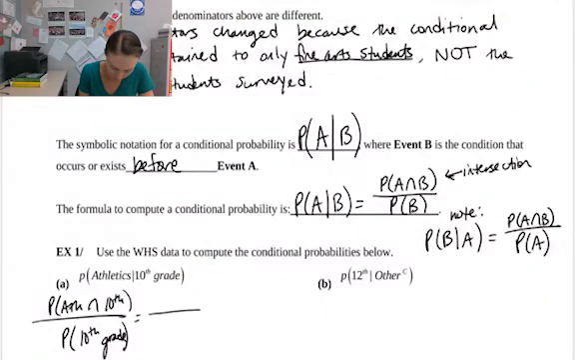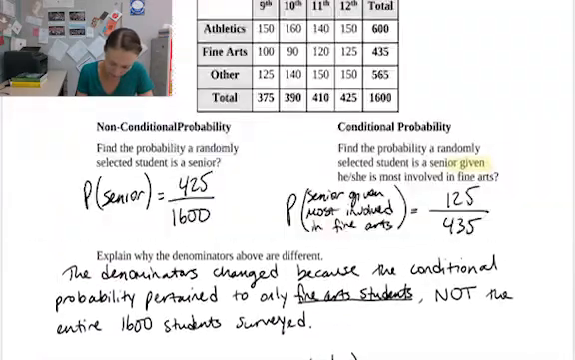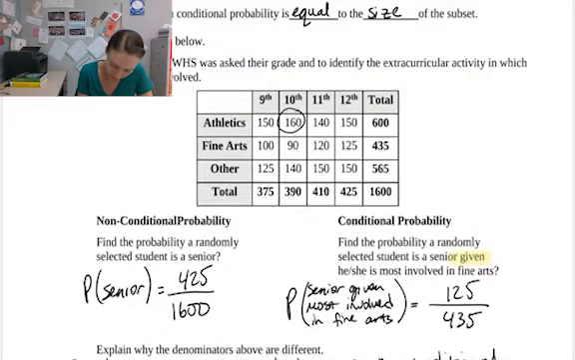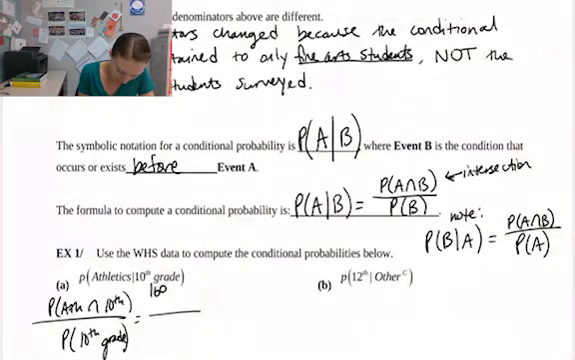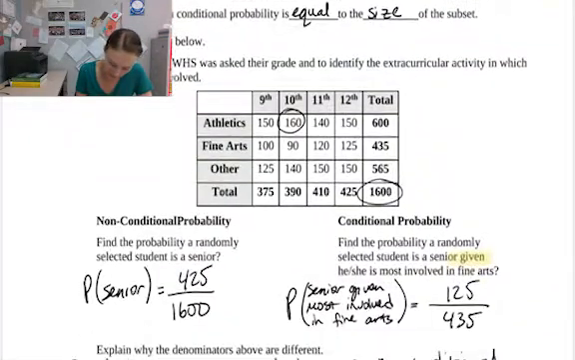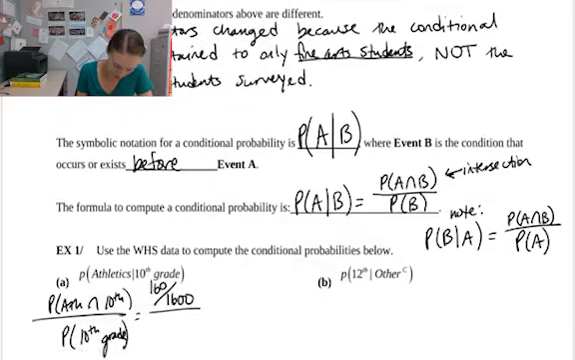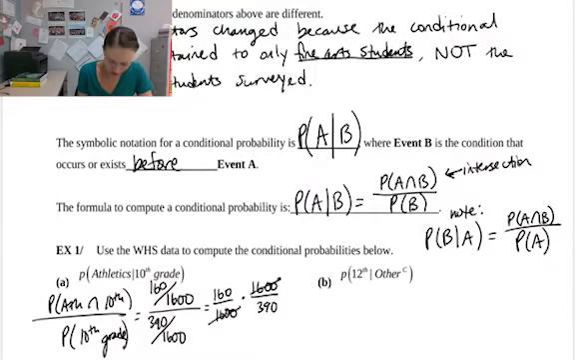So if we look at the probability that they're in athletics and 10th grade, so coming back up here, athletics and 10th grade is 160 out of 1600. 160 divided by 1600. And then the probability that they're in 10th grade is 390 out of 1600. Now, dividing fractions, I keep the top one the same, change it to multiplication, and flip the bottom one over. So if you notice, the 1600s cancel out, which means we didn't actually need to do it this way. I'll show you how to do it on the other one.